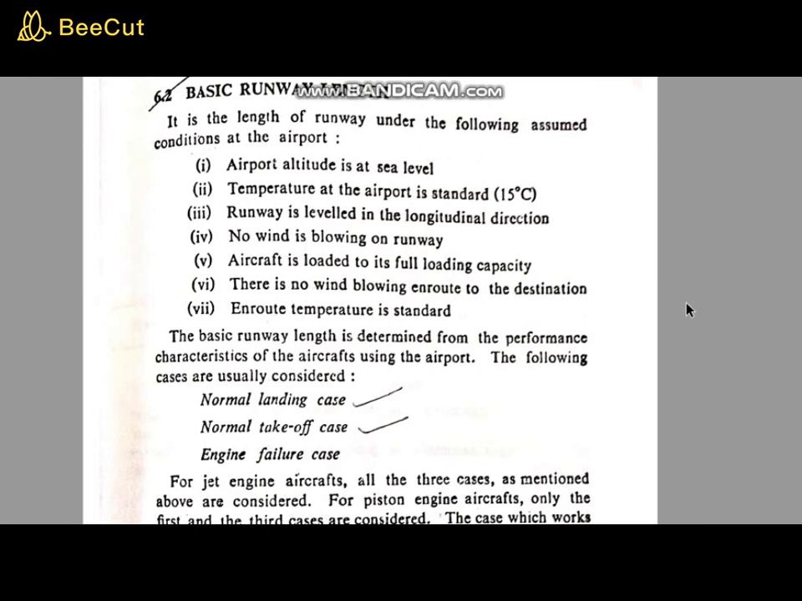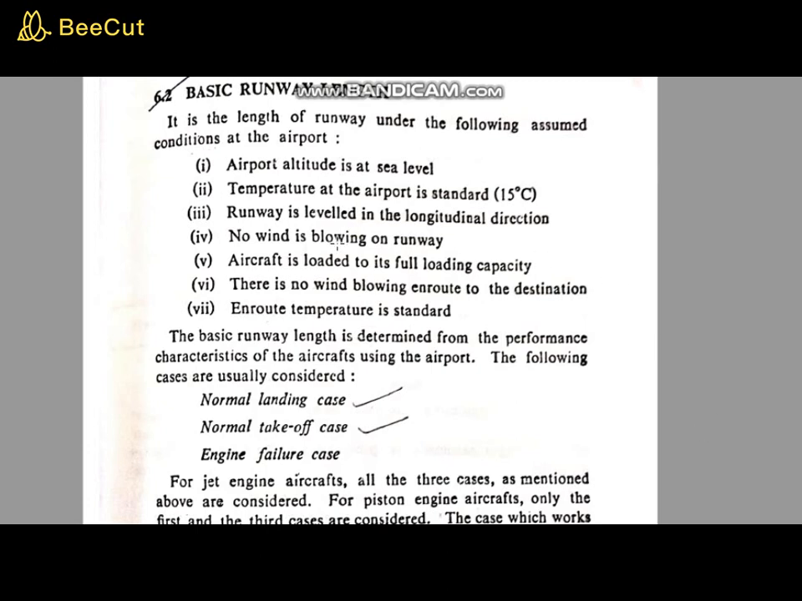So what is basic runway length? It is the length of runway under the following assumed conditions at an airport. The first assumption is that the airport altitude is at sea level. The next assumption is that the temperature at the airport is standard, 15 degrees centigrade.